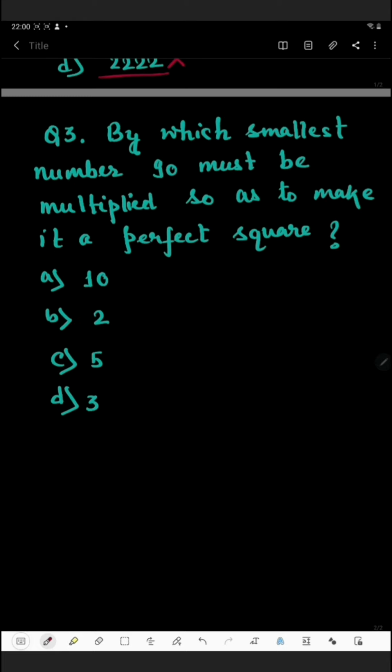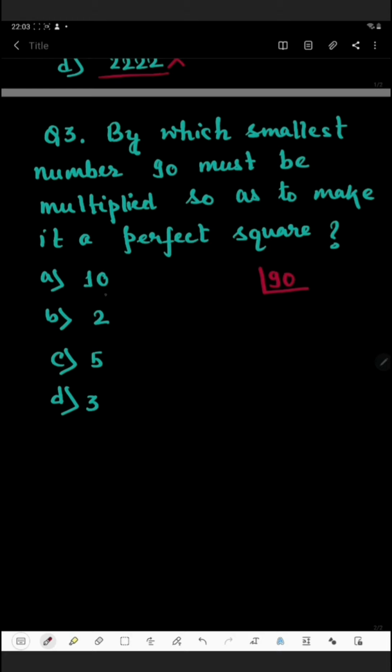Okay. Now in the third question we have, by which smallest number must 90 be multiplied so as to make it a perfect square? That means 90 is not a perfect square number. We will have to make it a perfect square number by multiplying by the smallest number. Now what should be multiplied by 90 to get a perfect square number? We know that we have to find the prime factorization of 90 and then check which factors are not in pair. According to that we will multiply that number by 90 to get a perfect square number. Okay.